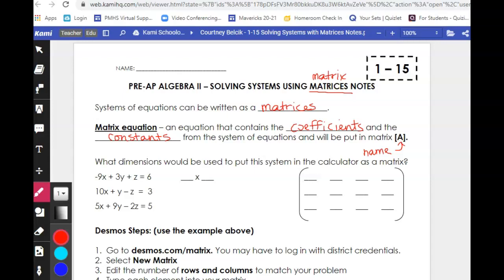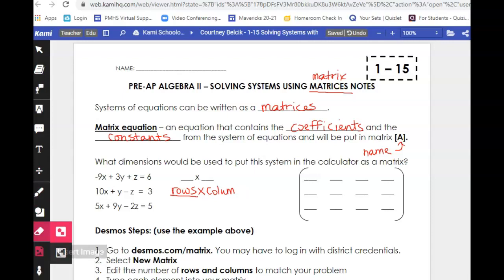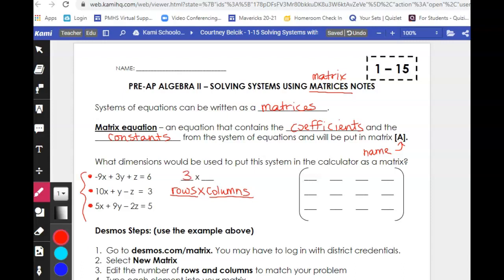Well, the dimensions are the number of rows. That's the first dimension. By, so a little x means by, rows by columns. Okay, so a matrix is the number of rows by the number of columns. So if I'm talking about the number of rows in this system of equations, I have 1, 2, 3 rows. So it's a 3 by something.